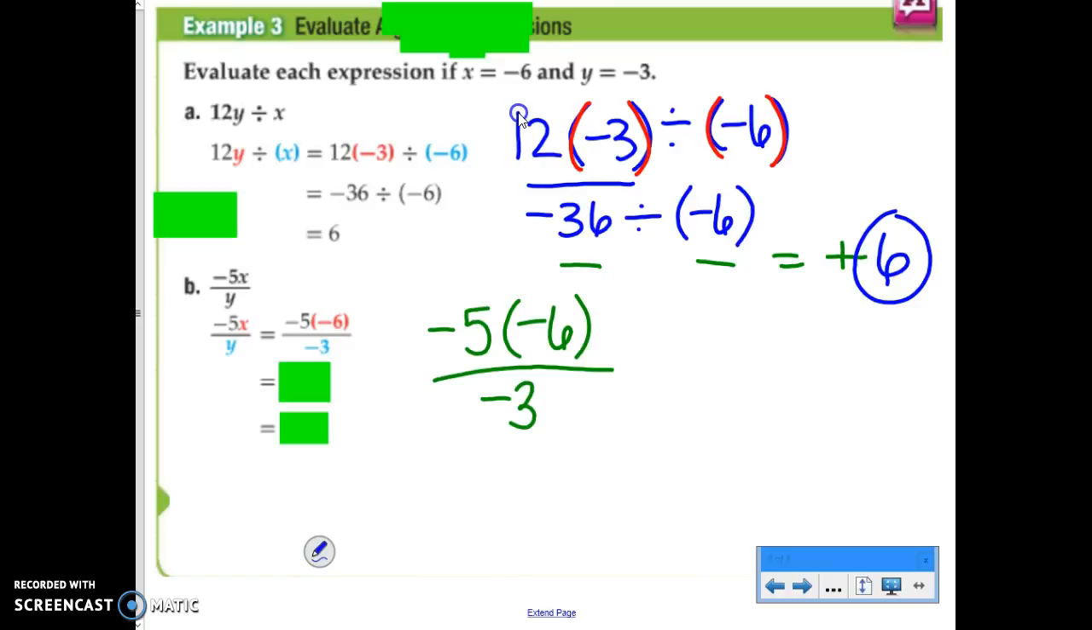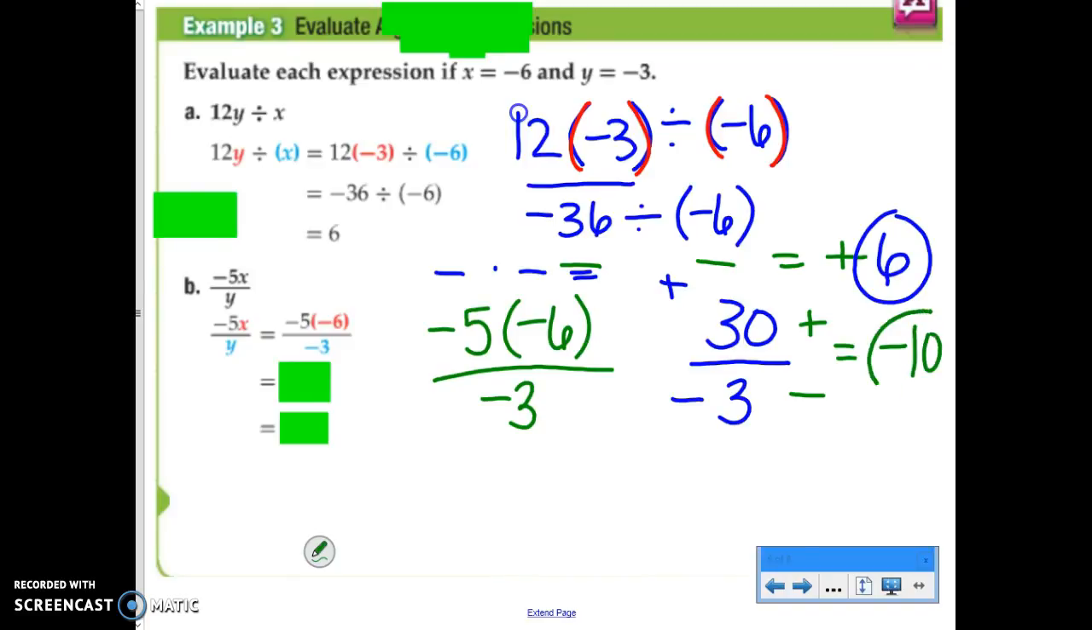I need to follow the order of operations on top, so I know that a negative times a negative is going to give us a positive, and 5 times 6 gives us 30, and I have to divide that by a negative 3. When I'm dividing, I know that a positive divided by a negative is going to give us a negative, and 30 divided by 3 gives us 10. Negative 10 is my answer.